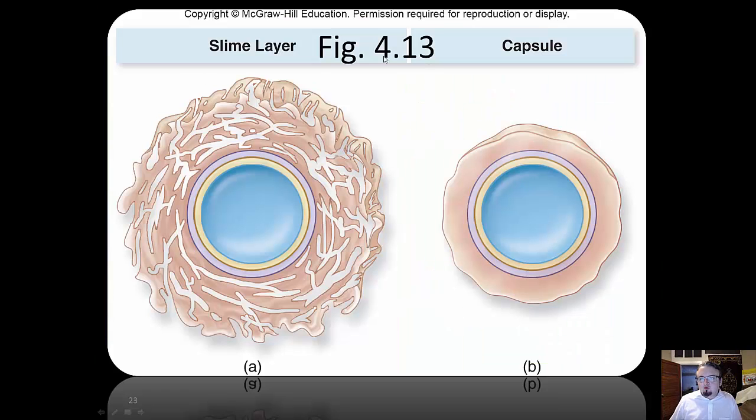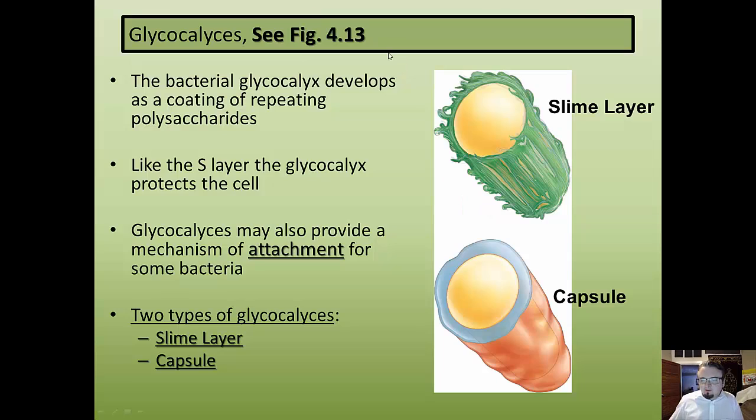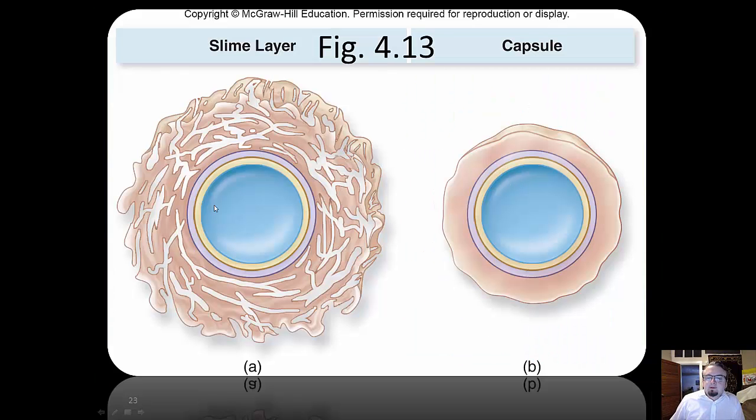Here's a side view from figure 4.13. This, by the way, is not in the textbook. This is an older figure from an older book. This figure here shows a side-by-side comparison and is the figure in your current textbook. So here on the left, figure A, this is figure 4.13. Figure A is a side view of a slime layer, and figure B is a side view of a capsule.